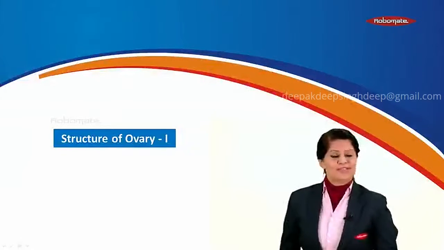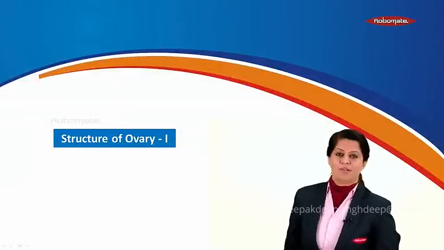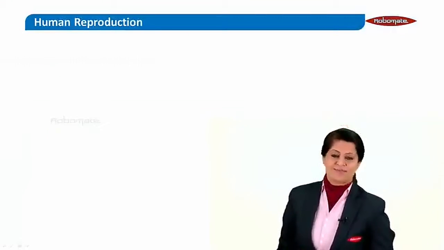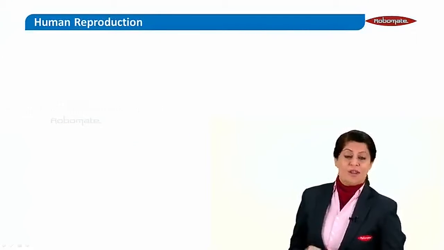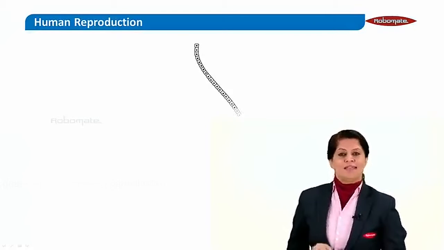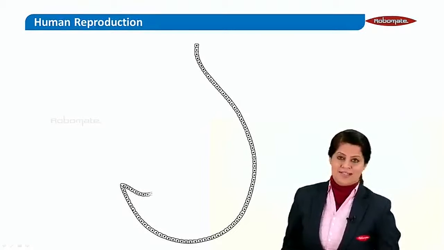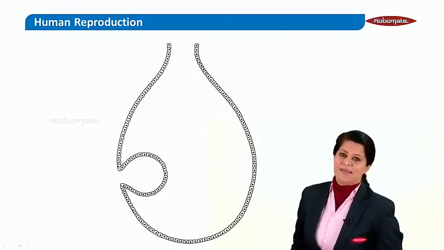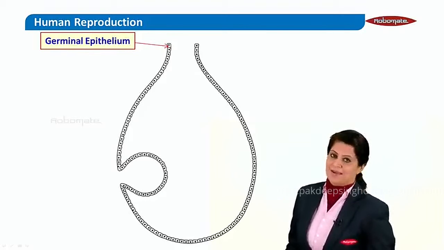Hello students, in this module we are going to be learning about a very important topic called the structure of ovary. When we talk about the ovary structure, the ovary in a female is surrounded by a single layer of cuboidal cells, and this layer of simple cuboidal epithelium, students, is called the germinal epithelium.